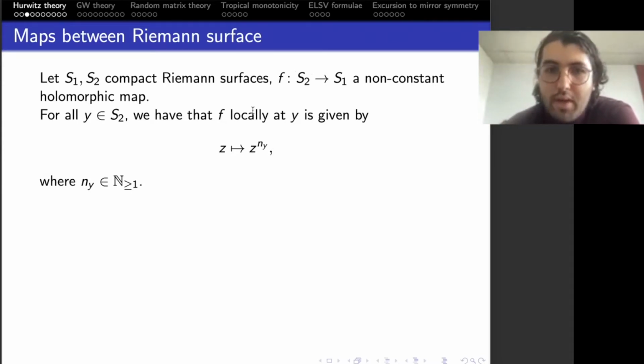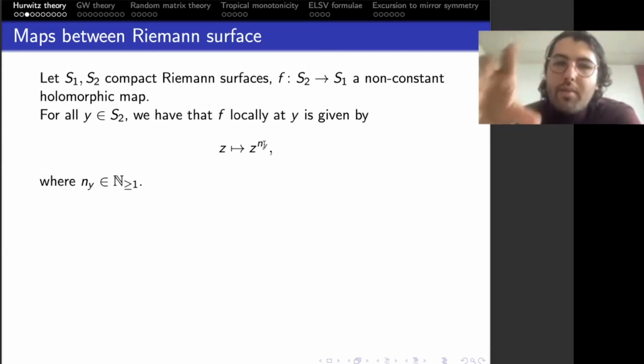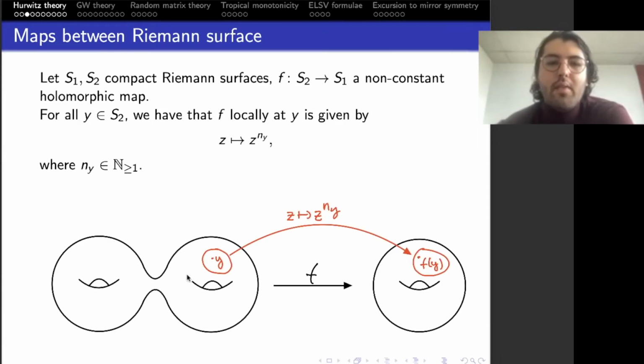So in this S2 right here, we have that f locally at y is given by z is mapped to z to the n_y, which means that locally at every point, this map f is given as a monomial map, and this n_y is a positive natural number. All right, so let's look at this in the picture.